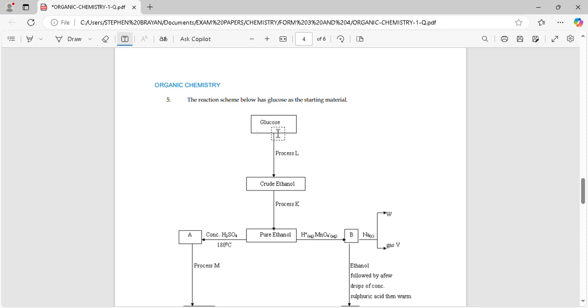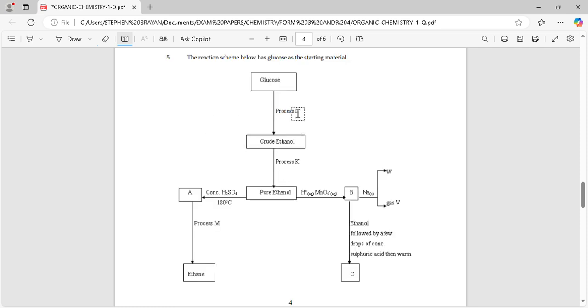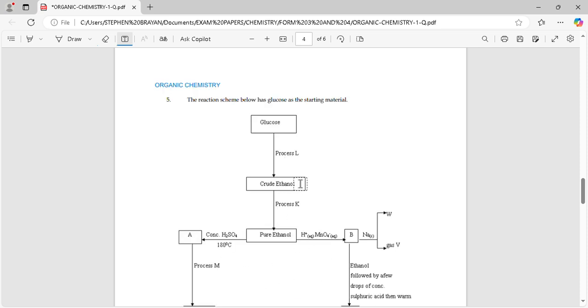We have glucose, then it undergoes a certain process here, you form crude ethanol, then it undergoes another process here, you form pure ethanol, then it undergoes another process, then you end up forming all these substances. So if you have glucose forming ethanol, you must know which process this is. This process is called fermentation. You have to analyze this table first, okay?